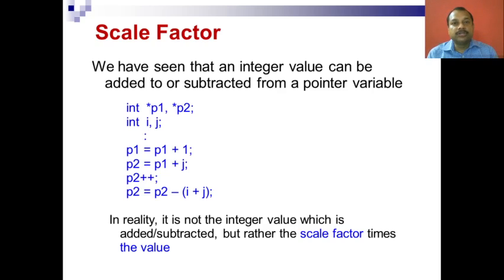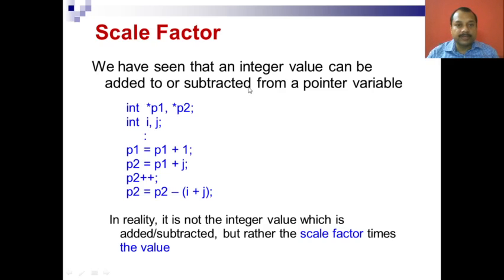And for that you need not mention what the data type is. Although I know that based on the data type, the number of bytes reserved will vary, here the byte is transparent to me. I am not able to see that, and that is also not required for me. But the amount that will be traversed, or added, is also called the scale factor. In reality it is an integer value which is added or subtracted, but rather the scale factor times the value.